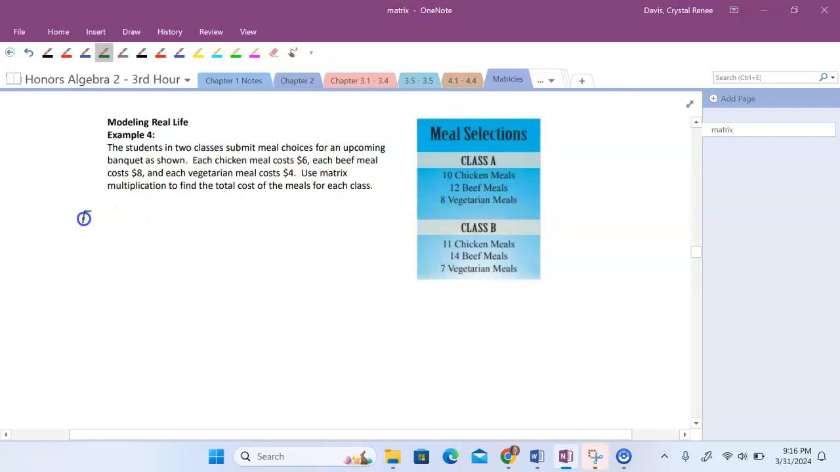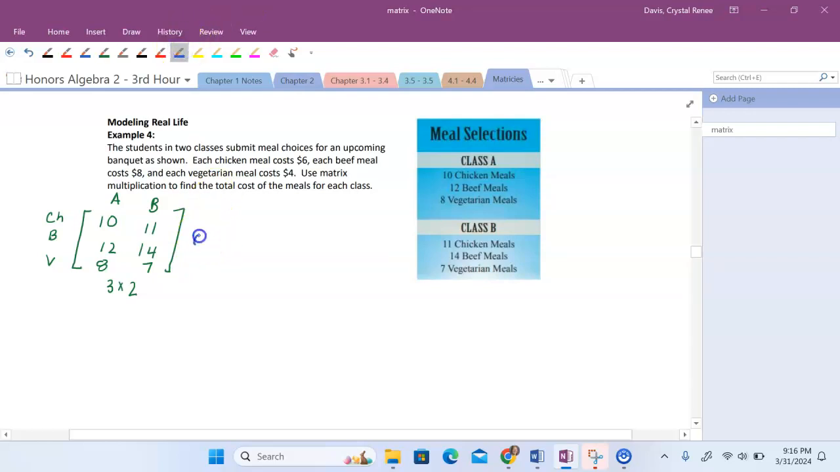We could set this up as a 3x2 matrix, where we have 10, 12, and 8. This is class A. This is the chicken, this is the beef, and this is the vegetables. Then we could do class B here, which was 11, 14, and 7. So we could set that matrix up in one way, and that just shows how many of each.